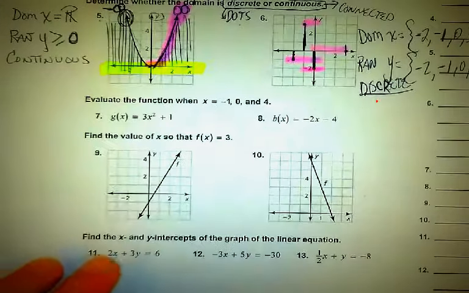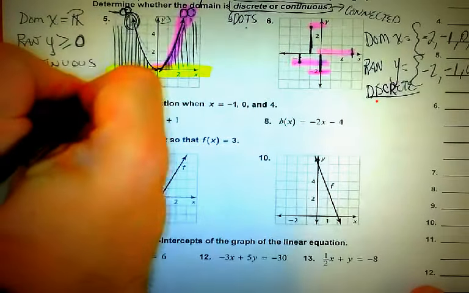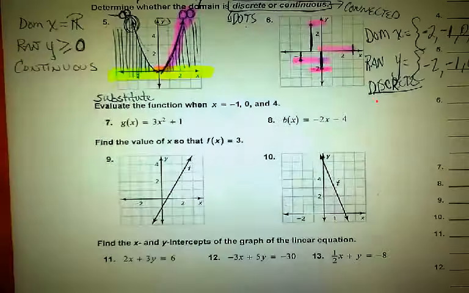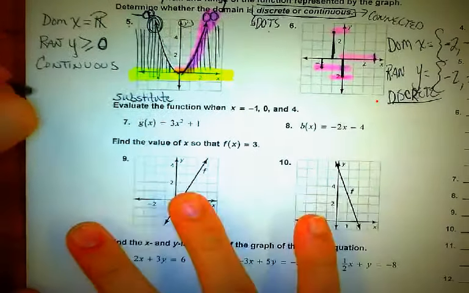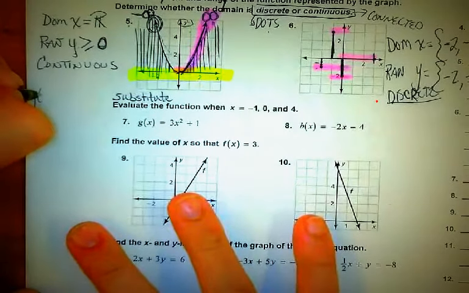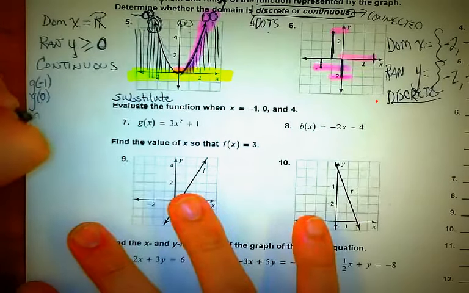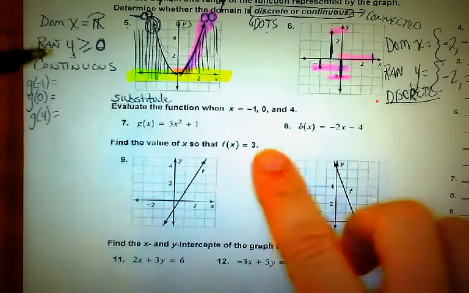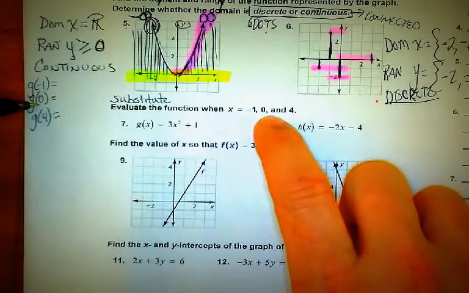Number 7 is asking us to evaluate. Evaluate means, in this case, substitute. So we are going to go to g of -1, 0, and 4. They want us to evaluate -1, 0, and 4.